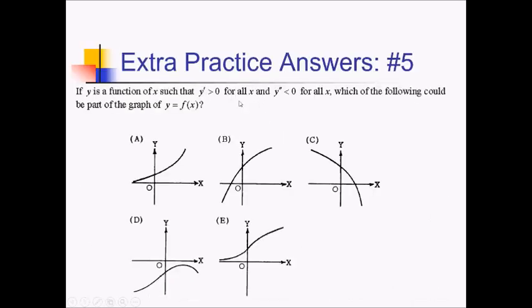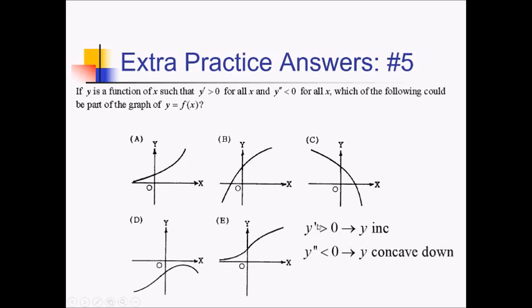For this problem, they're telling us that y is a function whose first derivative is positive and second derivative is negative for all x, and they want us to find the graph of f based off of that. So just looking at each of these, if y prime is positive, that means that our original function must be increasing. And if y double prime is negative, that means our original function is concave down.